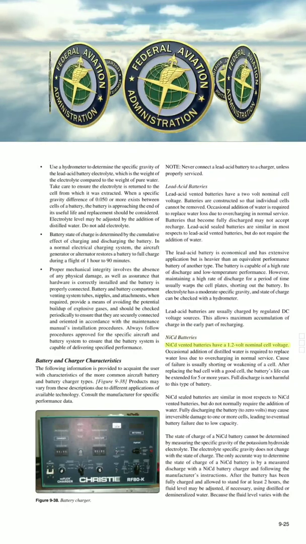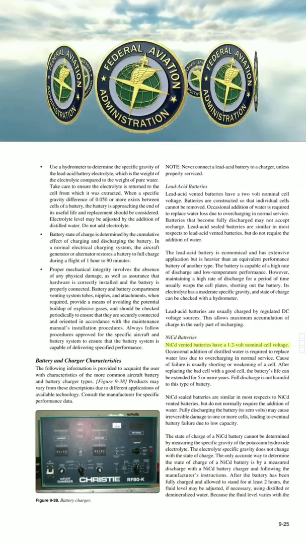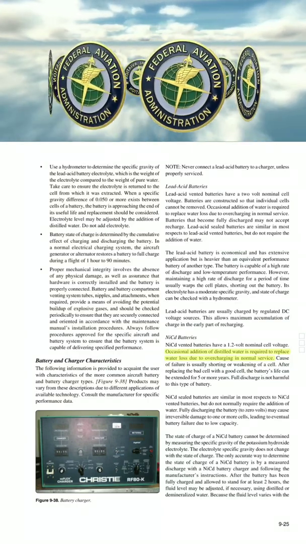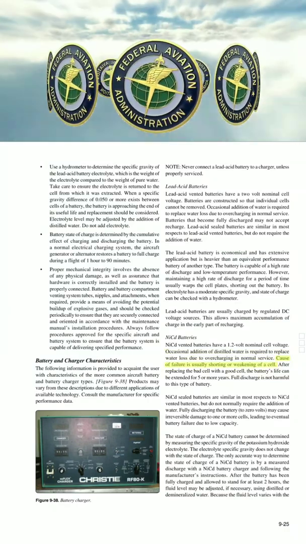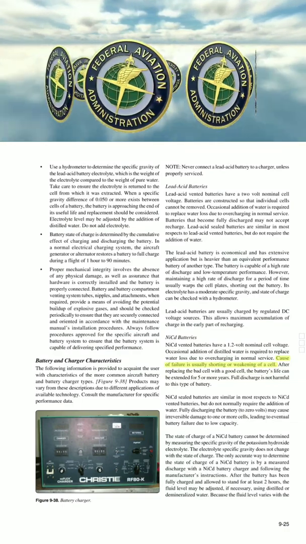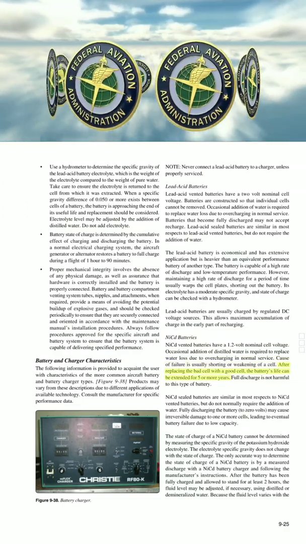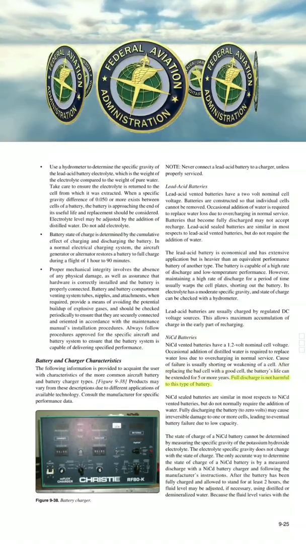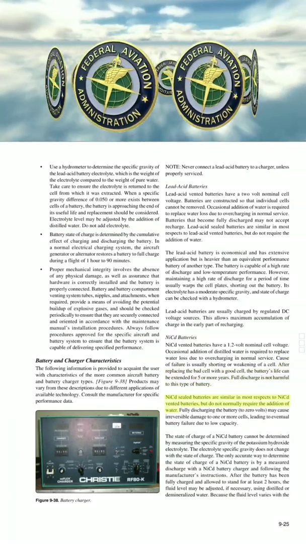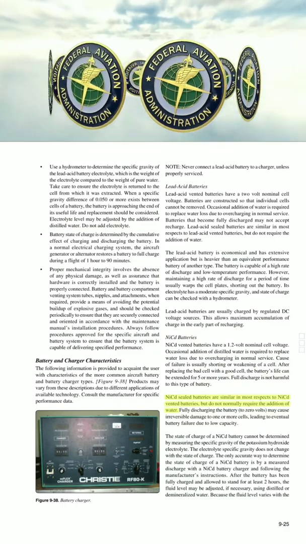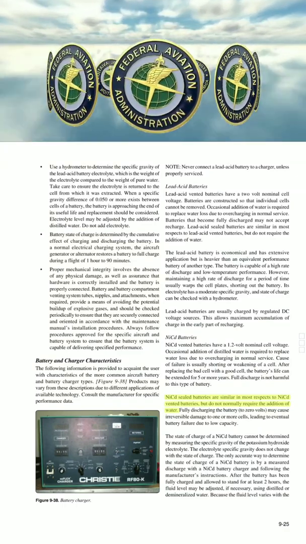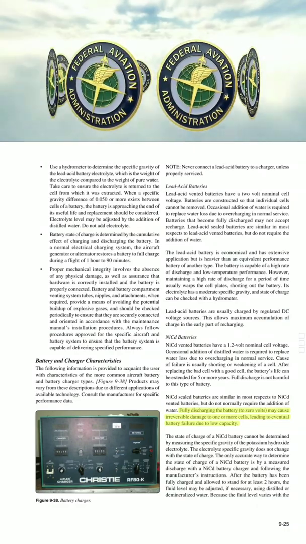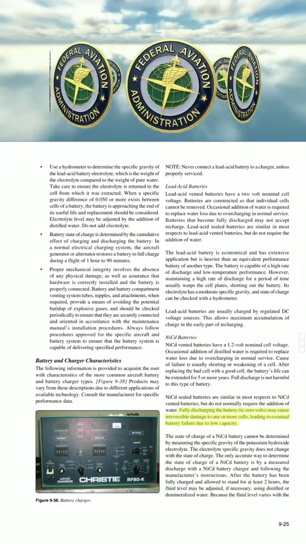NiCad batteries. NiCad vented batteries have a 1.2 volt nominal cell voltage. Occasional addition of distilled water is required to replace water lost due to overcharging in normal service. Cause of failure is usually shorting or weakening of a cell. After replacing the bad cell with a good cell, the battery's life can be extended for 5 or more years. Full discharge is not harmful to this type of battery. NiCad sealed batteries are similar in most respects to NiCad vented batteries, but do not normally require the addition of water. Fully discharging the battery to 0 volts may cause irreversible damage to 1 or more cells, leading to eventual battery failure due to low capacity.